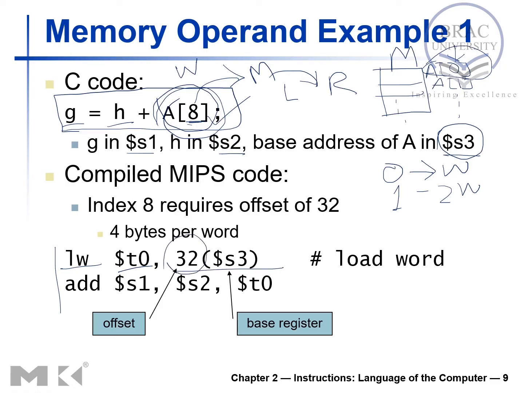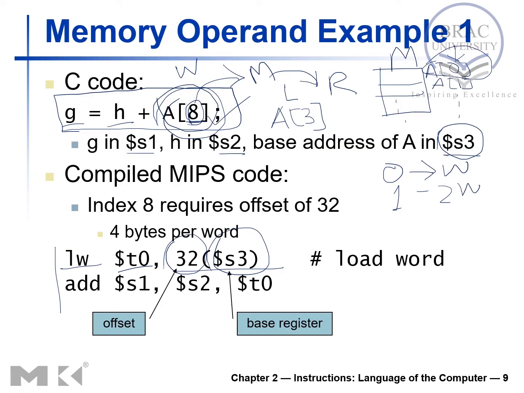See, there is 32, and S3 is the base address. So where does this 32 come from? This 32 comes from this index, and this index is multiplied by 4. So in this case, let's say instead of A8 we have A3. Then this would have been 12. Why is this multiplied by 4? Because we are referring to word addresses, and one word is 4 bytes. That's why we are multiplying this index by 4. Each time we have an index here, we multiply it by 4.